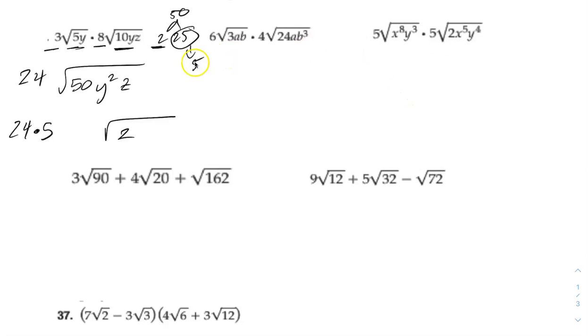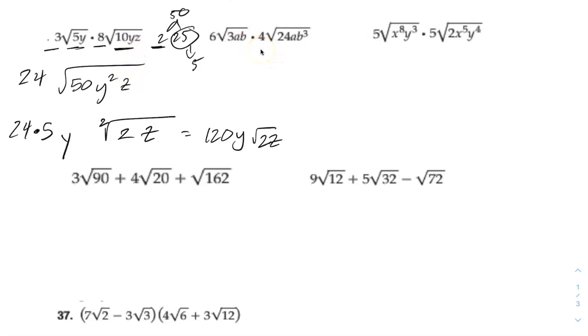Y squared, I didn't mean to sound like a question. Right, remember the root is 2, so 2 divided by 2 is just 1. So there's only 1 on the outside. And then z does not have enough to come out, so z is on the inside. So I get 120, not 100, 120. I thought that sounded wrong. 120 y square root of 2z. That's the answer there. Next one, same idea.